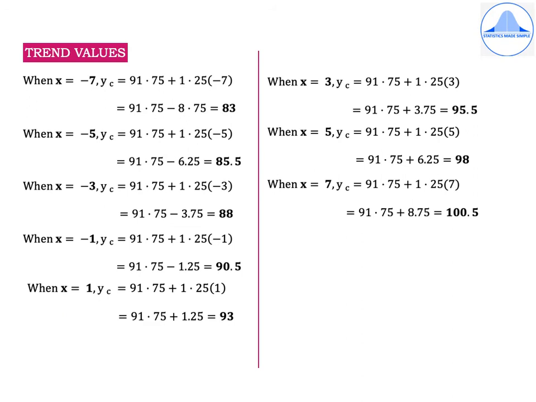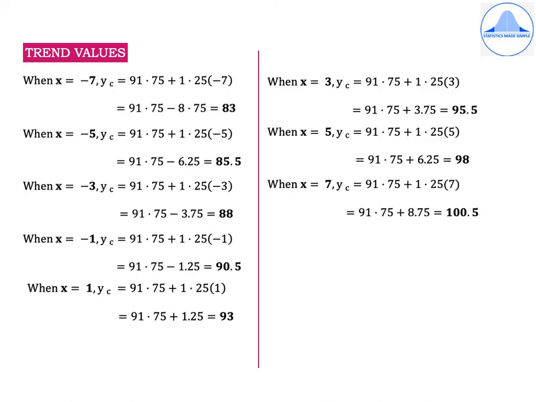Now, to find the trend values for the given problem, we have to substitute different values of x in the fitted straight line trend equation to obtain the trend values. So, when x is equal to minus 7, yc is equal to 91.75 plus 1.25 into minus 7, which is equal to 91.75 minus 8.75, which is equal to 83. In a similar way, substitute in the fitted straight line trend equation x equal to minus 5. So you get yc is equal to 85.5.